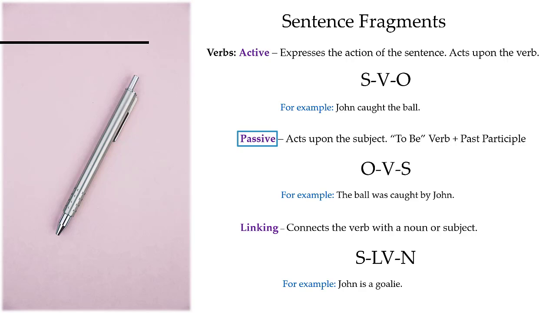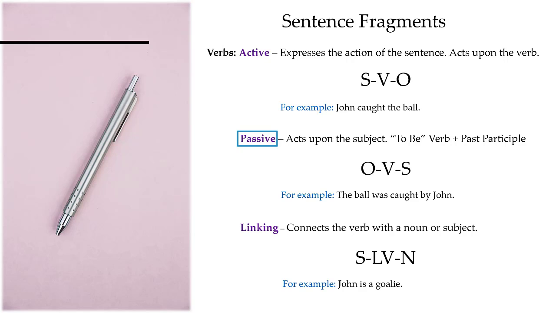For example, this usually takes a to be verb and a version of the past participle. A to be verb is a version of the word to be. So is, are, those are some examples of common to be verbs. A to be verb is a good clue that you have a passive sentence. So you can see that the passive sentence is the reverse of the active sentence. We have the object, the verb, and then the subject.